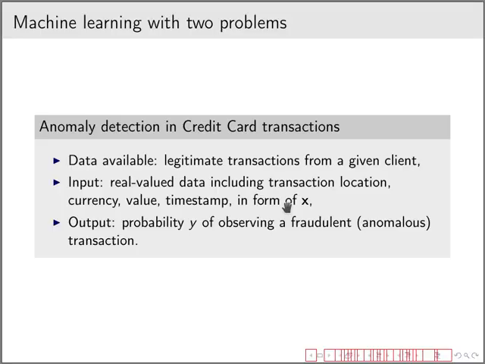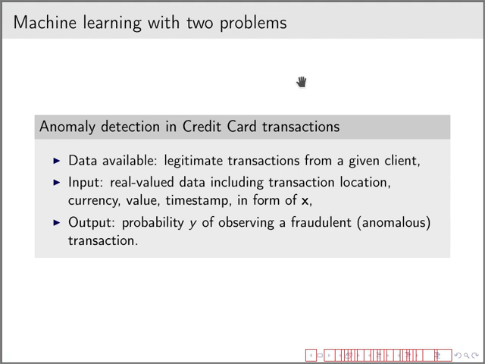So we can change that. We can change the task and then see f, x, and y in a different way. So let's say we want to perform anomaly detection in credit card transactions. In this case, the data available are legitimate transactions from a given client. And then the input is not an image here. Those are real valued data, including the transaction location, the currency, the value of this transaction, the timestamp, and everything will be in the form of x. So I'm going to use a vector with those values.